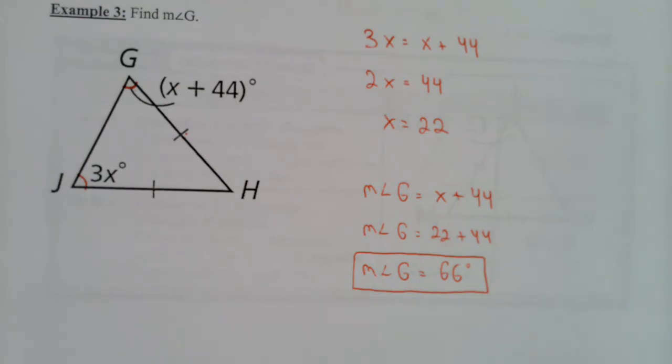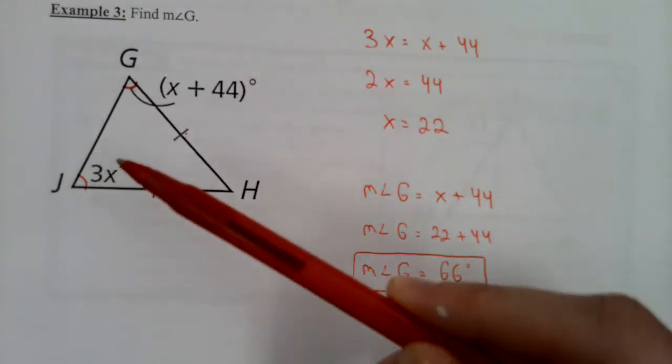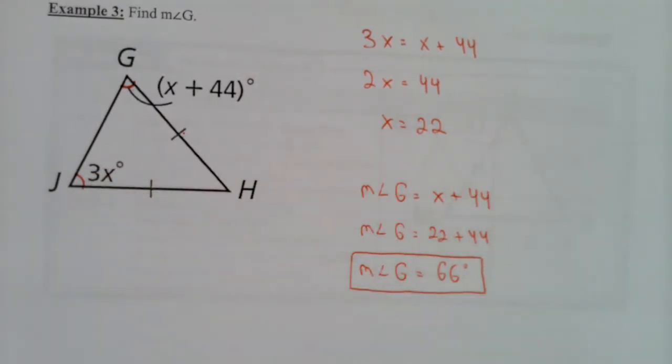If you want to double check your answer, let's double check by testing the measure of angle J, because that should also be 66. 3 times x, 3 times 22 is 66, so I know it's right.